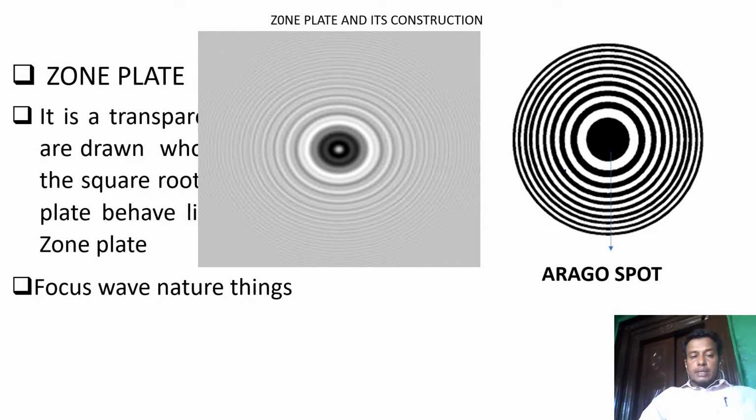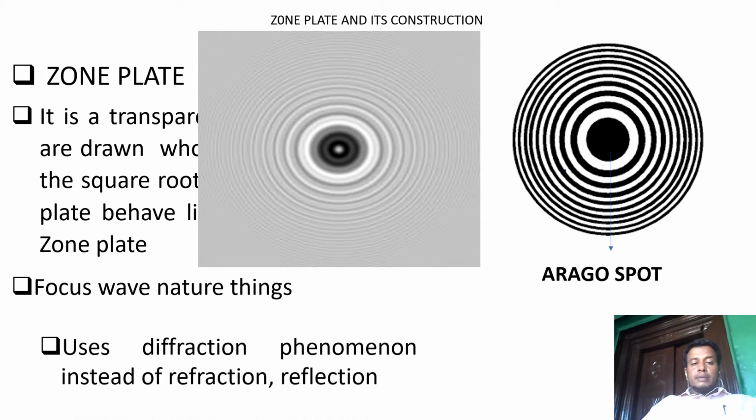Light can also behave like a wave. That is why the zone plate is helpful to demonstrate that light also has wave nature. And in this zone plate, the difference from a convex lens is that it uses diffraction, whereas in a convex lens they use refraction. Here, only diffraction is seen in the zone plate.